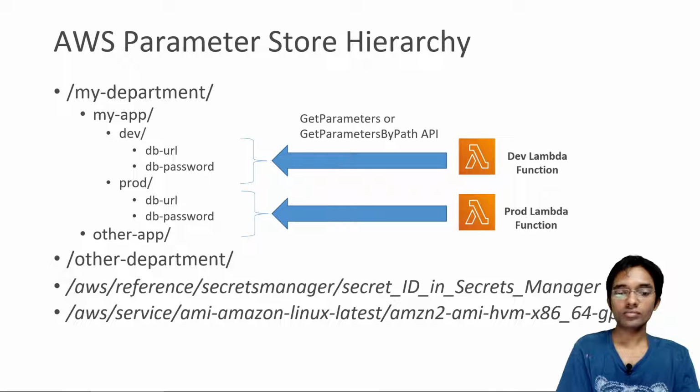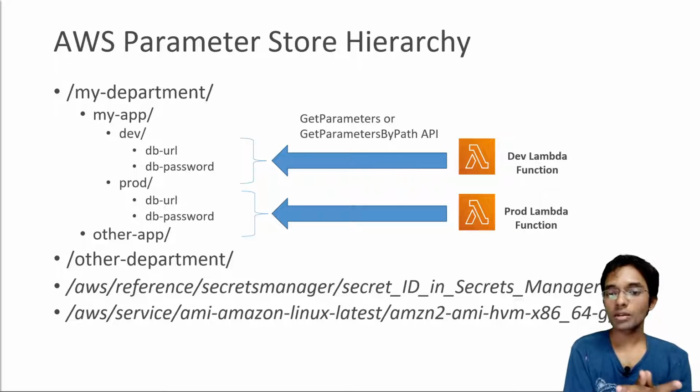So this is the AWS Parameter Store hierarchy. We can define, for example, my-department as a top level, then my-app, then dev, then /db-url, and also db-password. So these are the actual parameters. db-url may be something that is going to be plain text, whereas db-password may be something you want to encrypt with KMS. And now we have the same for the production environment, same db-url, db-password, and then we can roll up to another app or to another department.